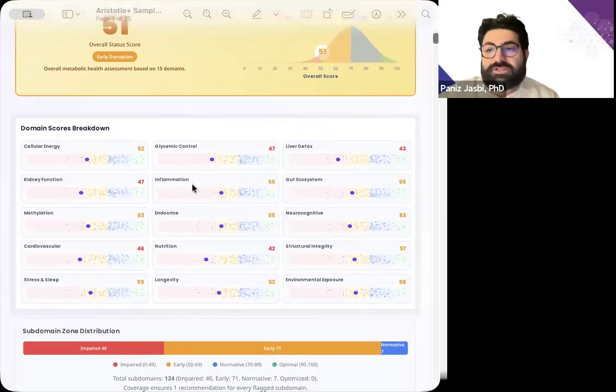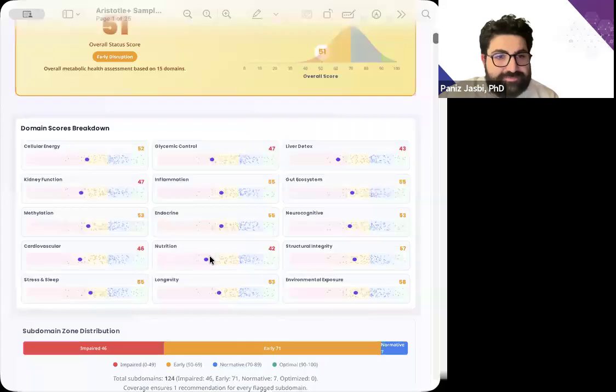In this example, the lowest scoring domains include nutrition at 42. We have liver detox at 43 and cardiovascular at 46, I believe. There we go. Glycemic control is also low at 47, close behind. Now, that immediately tells you where the clinical work starts.